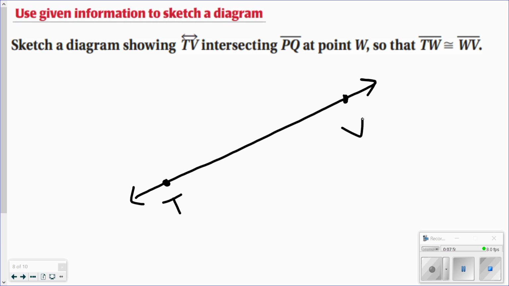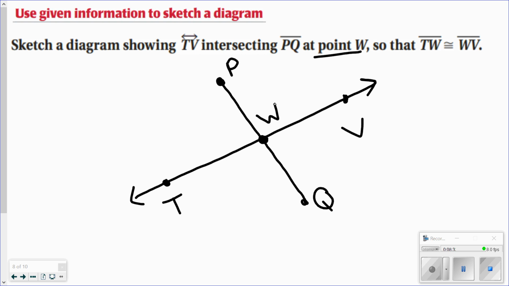Next, I'm going to draw line or segment PQ. There will not be any arrowheads there because this is a segment, so it does stop. So I'll call this guy P, this guy Q. It also says that the line and the segment intersect at point W. So I then can name this guy W.